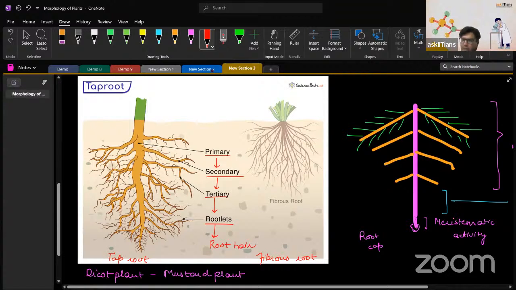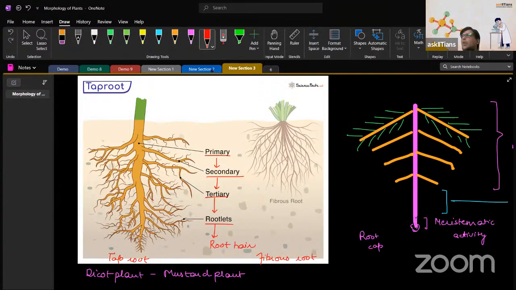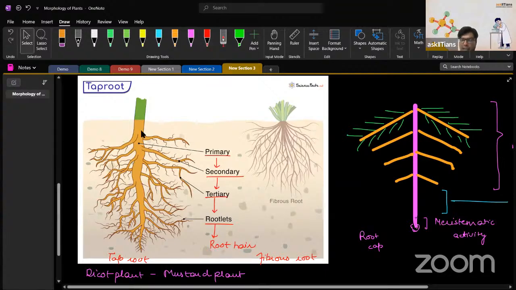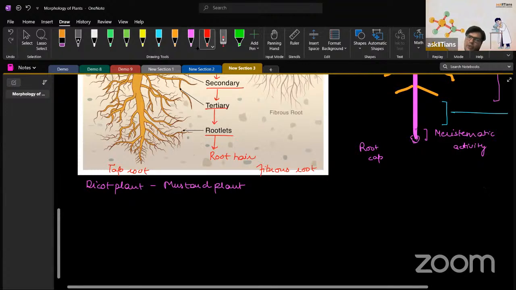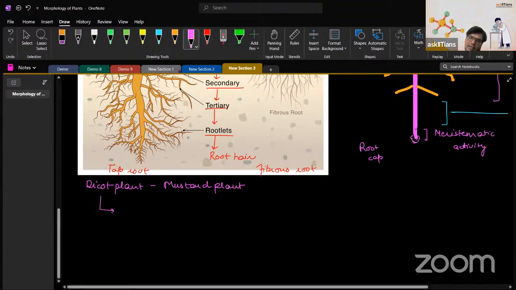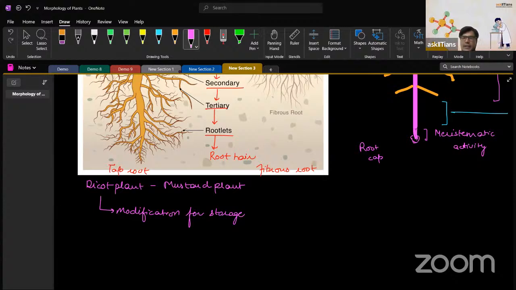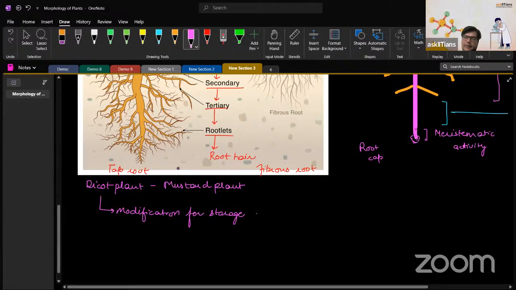Now the taproot system can also get modified. Again, according to the plant's environment, due to the evolutionary process, the plants have modified their roots, right? So I hope you have heard that plants can use their roots for storage purposes, right? So modification for storage. For modification for storage, you can take the example of a carrot. I hope everybody has seen that. Let's just write this down.